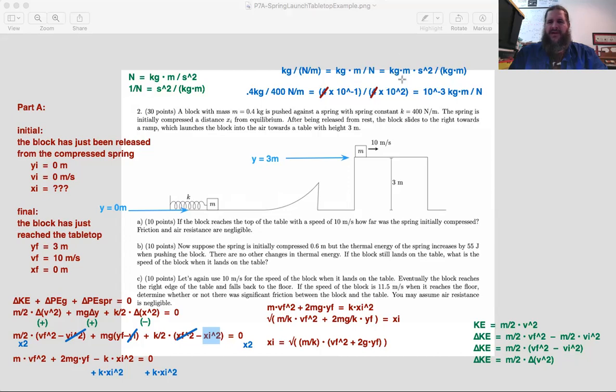Looks like we have kilograms and meters in the numerator and also kilograms and meters in the denominator. So kilograms divided by kilograms is 1, and meters divided by meters is 1. So it looks like all that's left is seconds squared. All this stuff with kilograms divided by newtons per meter, that whole thing just works out to seconds squared. So this multiplier here, mass over spring constant, is really just 10 to the negative third square seconds.